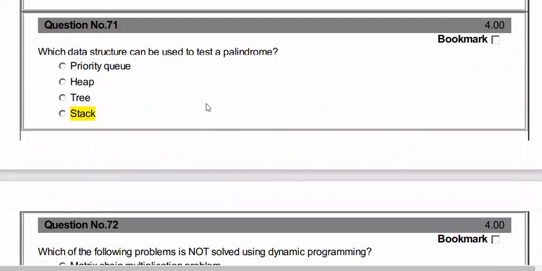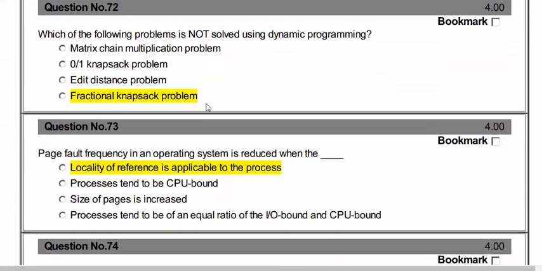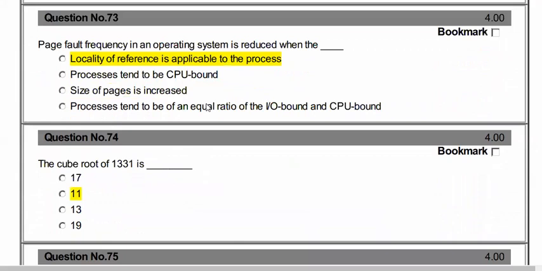Question number 71. Which data structure can be used to test a palindrome? Option D is right, stack. We can use a stack to check whether a string is a palindrome or not. Which of the following problems is not solved using dynamic programming? Option D is right, fractional knapsack problem.